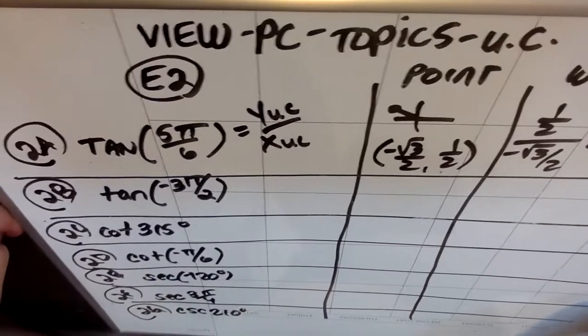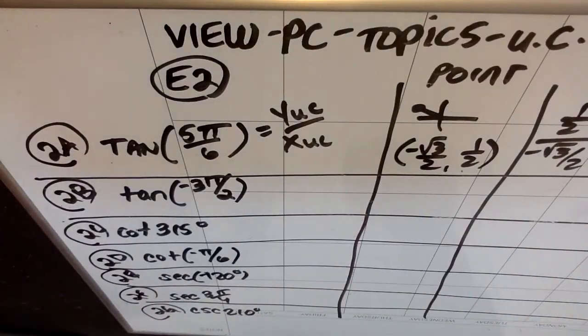So now let's do the second one. I could make a Hamlet joke now, to be, not to be.